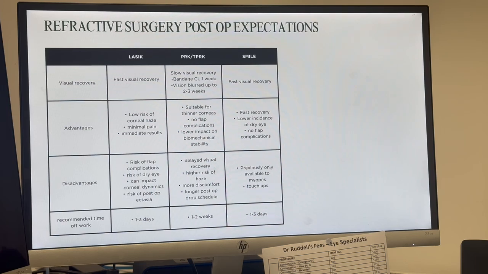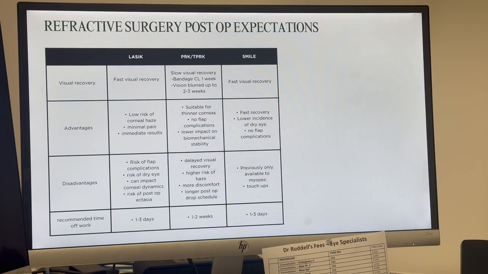In comparison, PRK and trans-PRK have quite a slow visual recovery. Generally their vision will be quite blurry for the first week. They'll have a bandage contact lens in that first week as well, which will be removed after a week. Then they will be put on a little bit of a stronger steroid. They typically switch to Maxidex that first week once the contact lens comes out.